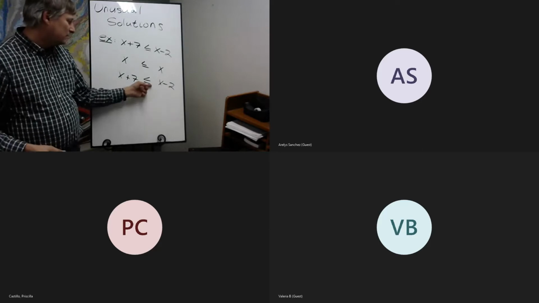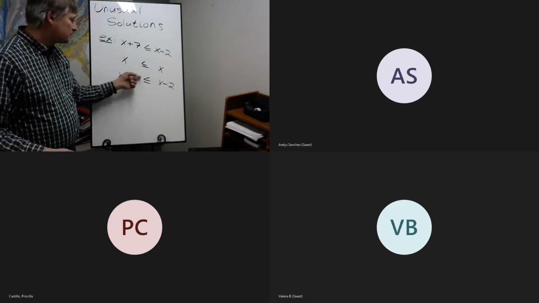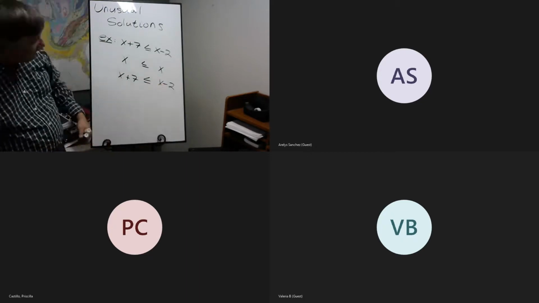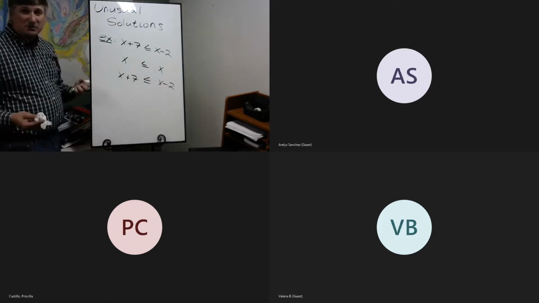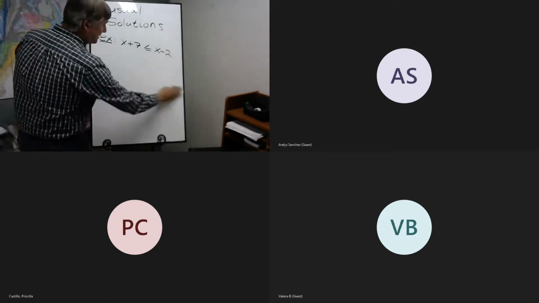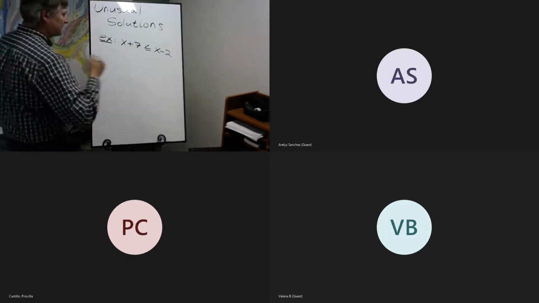Well, they're not going to be equal. Certainly something bigger is not smaller than something smaller. So this is going to be problematic. Now, if we try to solve for x anyway, we're going to get nonsense.